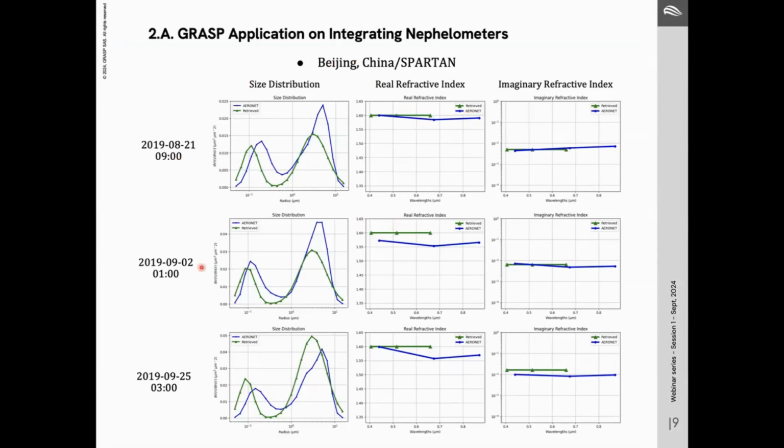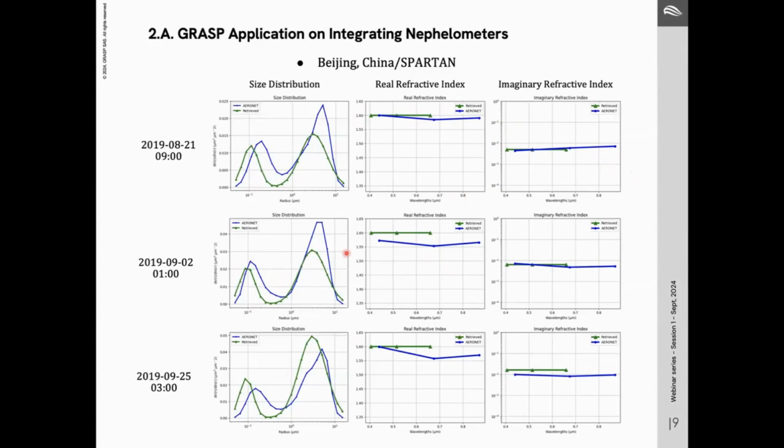So here I present some cases for the Beijing site, and it has shown very good agreement between the retrieved aerosol parameters, indicated by the green line, and the error measurement, indicated by the blue line. We can see the refractive indices are very close to each other, and the fine mode part of the size distribution also has a reasonable retrieval. In general, the retrieval residual is quite low, usually remaining under 10%.